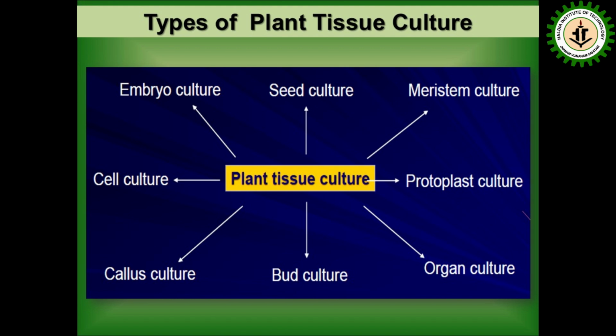These embryos can develop into whole plants. This type of tissue culture involves the formation of somatic embryos. Anther culture and pollen culture are techniques that involve the cultivation of organs to produce haploid plants.